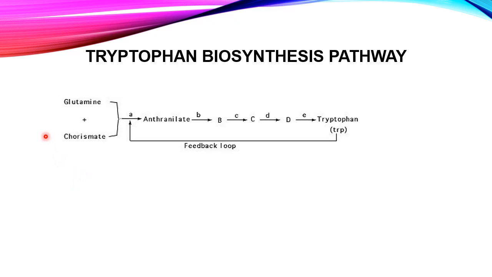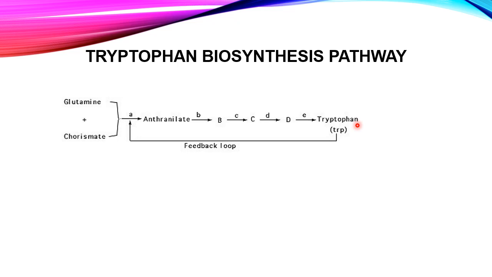Now let's look at this diagram. There is glutamine and chorismate. These two compounds are combined together in the presence of enzyme A to form anthranilate. There are different enzymes here further, like enzyme B, C, D, E, which result in the formation of intermediates B, C, D, and resulting in the formation of an end product called tryptophan.